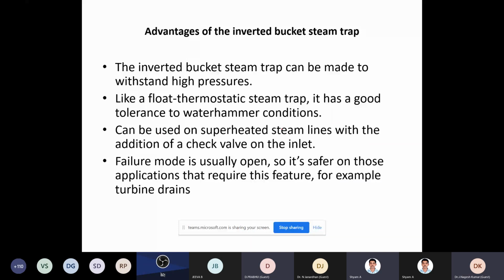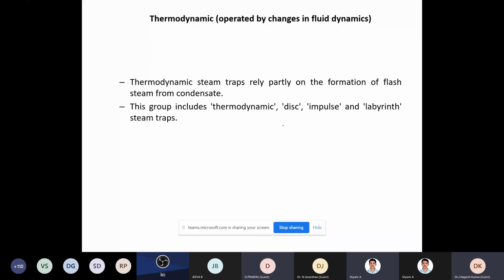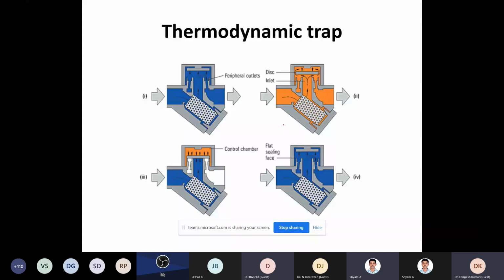So different types of traps are used depending on the situations. Like this is a thermodynamic trap. Thermodynamic, as the name implies, uses both the thermal and dynamic properties of steam. See, what happens is here you have the inlet like this, the strainer, and then here you have a lid. So the top view, if you see, will be something like this. Then there will be three holes like this. One, two, three. Okay, holes.